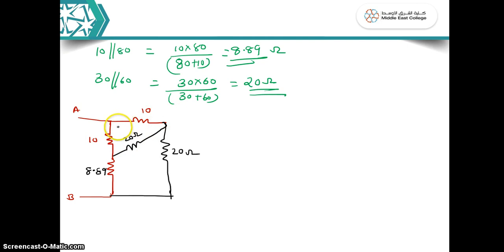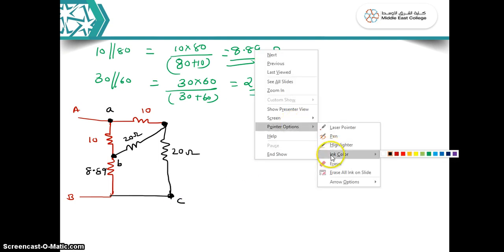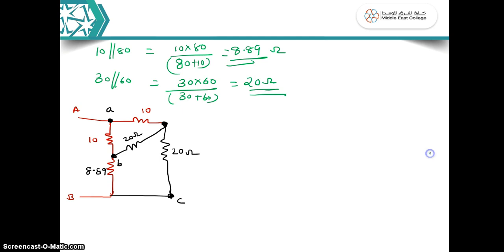Again it is not possible to resolve directly, so you need to convert again, this time Y to delta conversion. Look, this is a T junction. This is one point, this is one point, this is one point. Mark them as A, B and C. Now I need to convert this to delta. Between A and B, this resistor comes parallel. So this is RA.